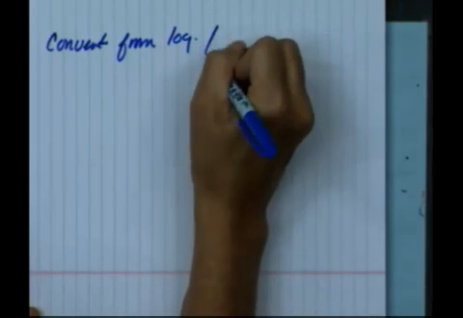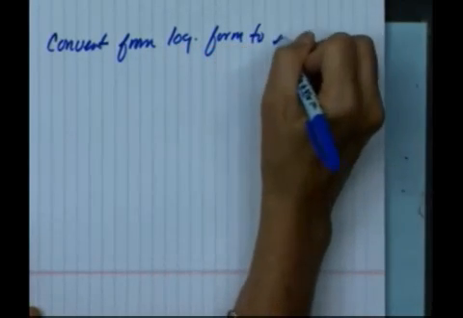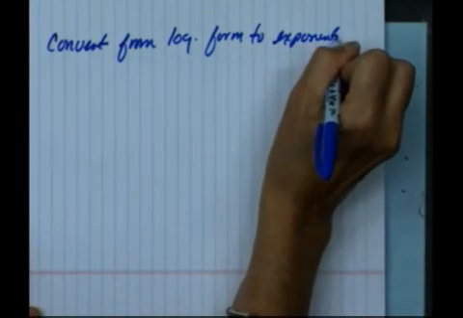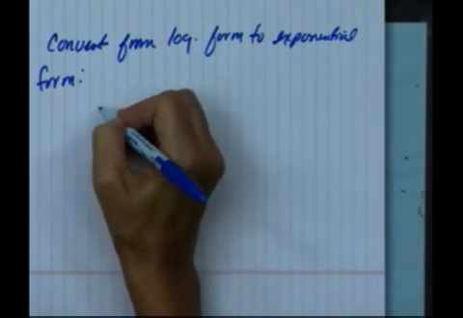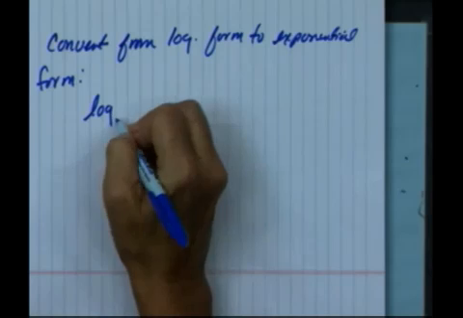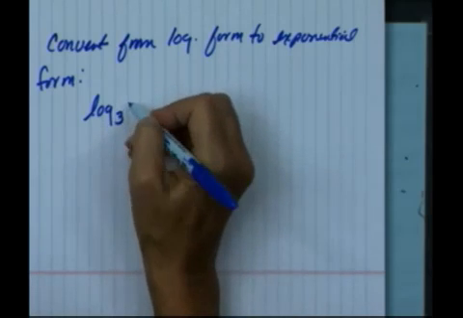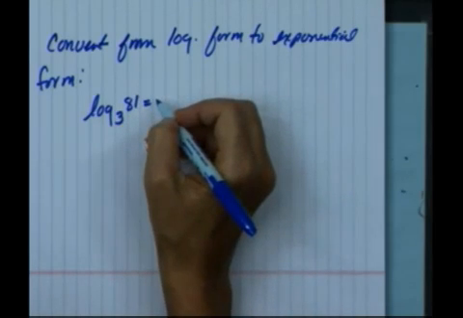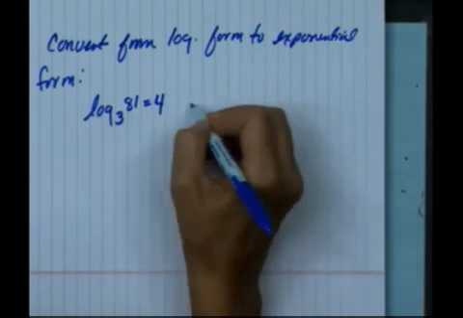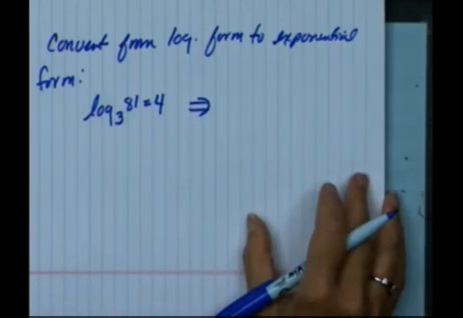Let's convert from logarithmic form to exponential form. Okay, we'll just make up something. Log to the base 3 of 81 equals 4. Let's see if that's true. Making it up on the spot here.